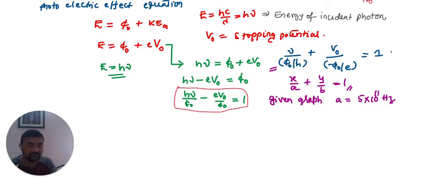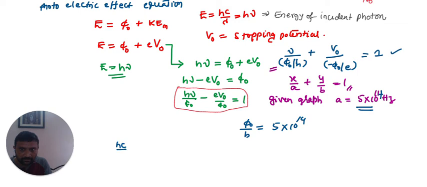From this curve, the x-intercept is nothing but frequency. The frequency intercept is phi naught by h on the x-axis. So we are comparing these two. Phi naught by h equals 5 into 10 power 14 Hz. Then we already know in the beginning phi naught equals hc by lambda naught, into 1 by h equals 5 into 10 power 14.